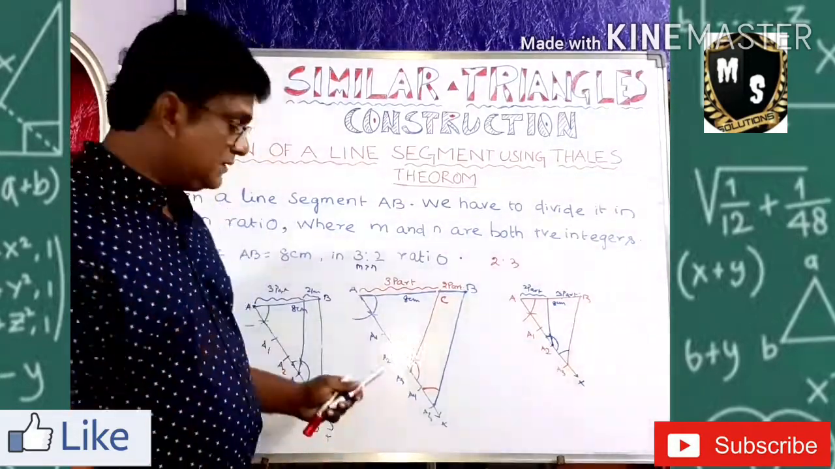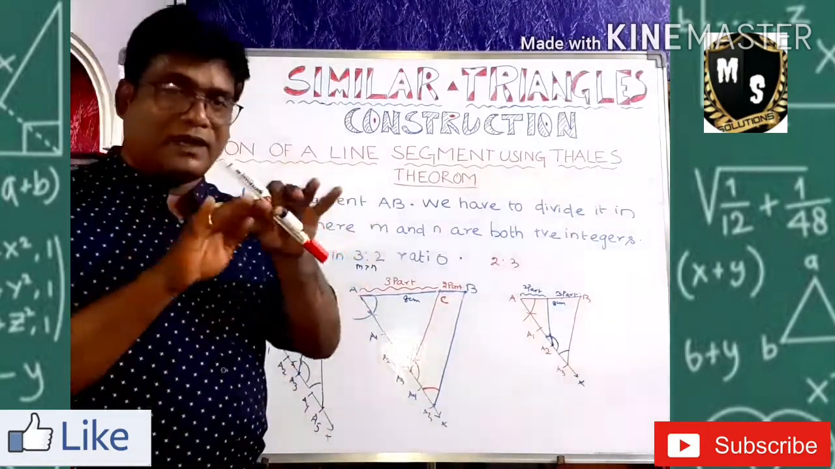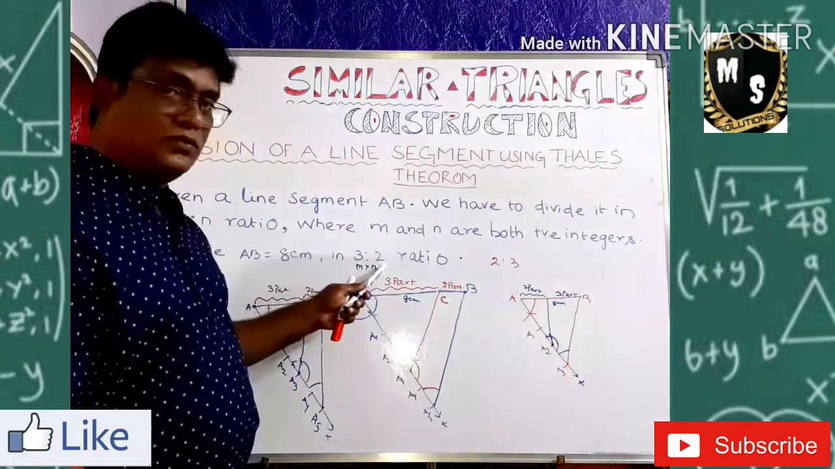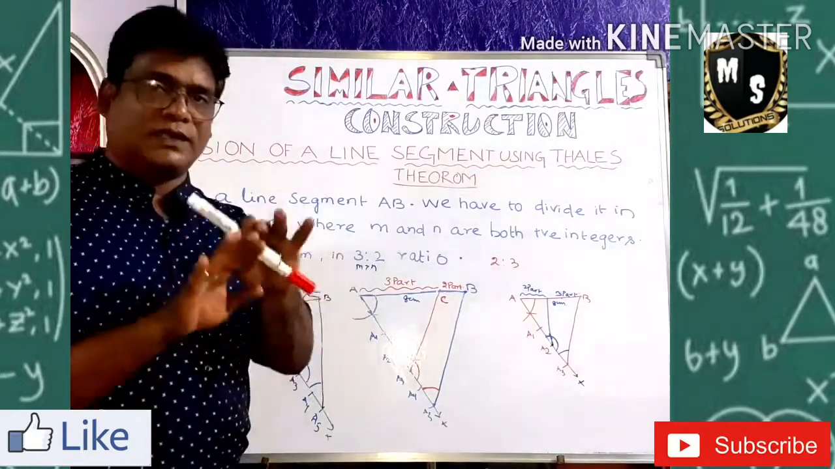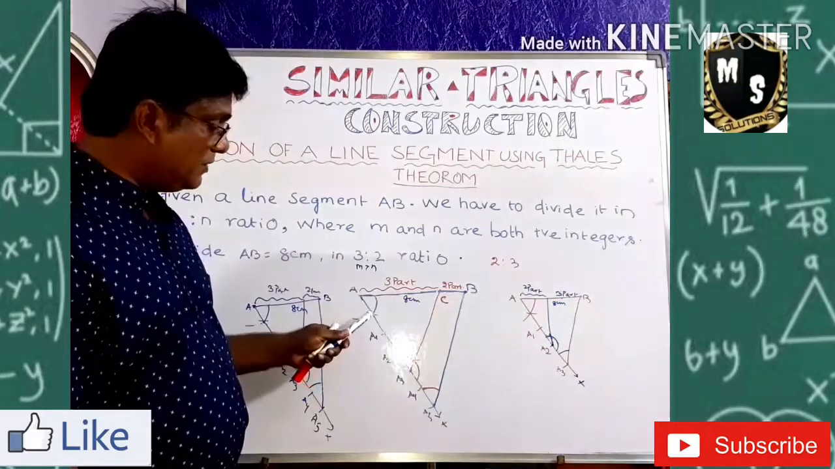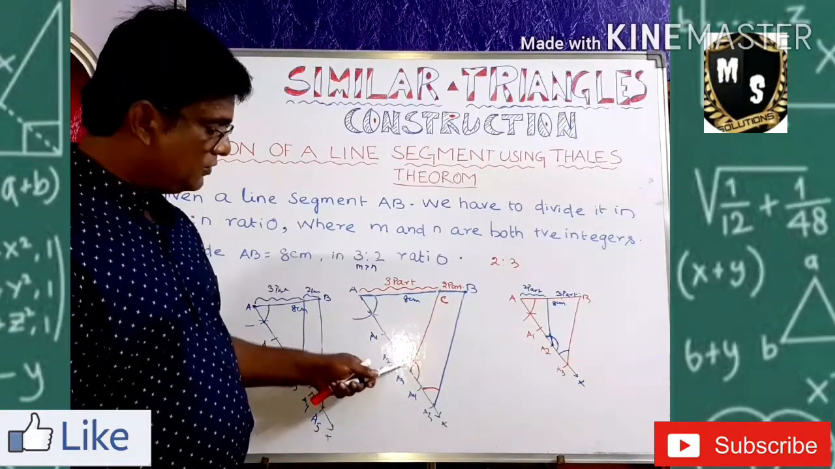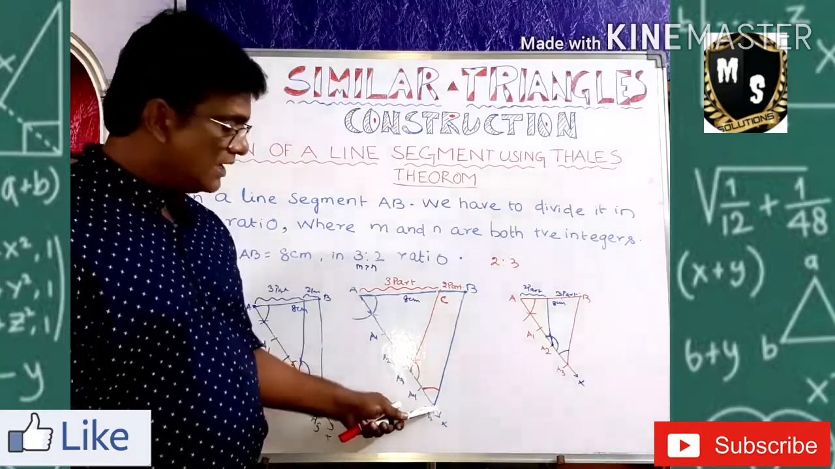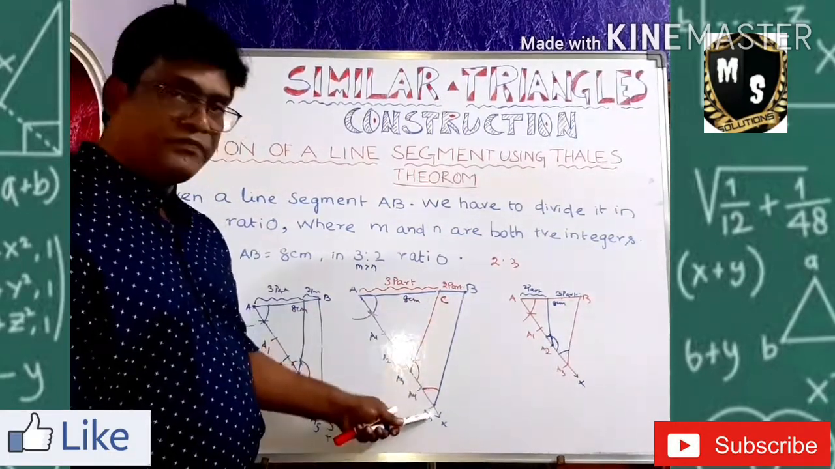Then divide AX into 5 parts because it is 3:2. Very clearly M is greater than N, so add it. Then 5 parts. The parts will be taken from here, with 60-degree cutting. From here 1, 2, 3, 4, 5. The last part you write A5, join A5 and B.